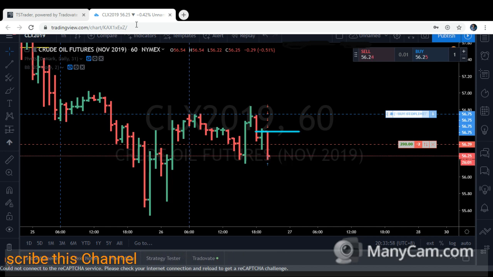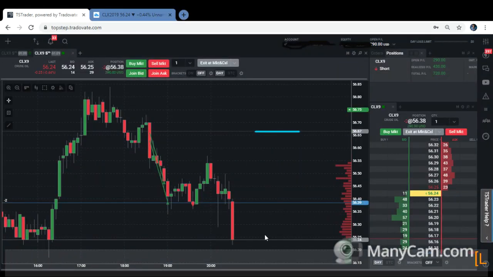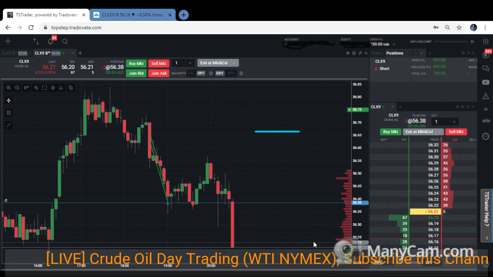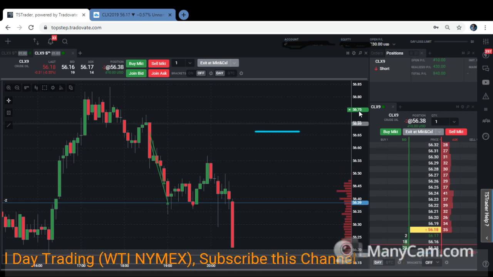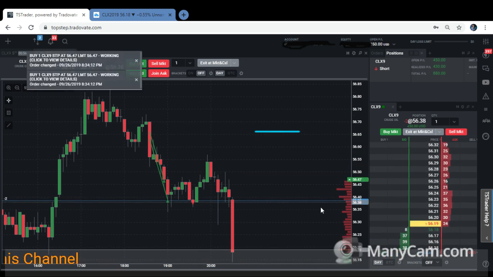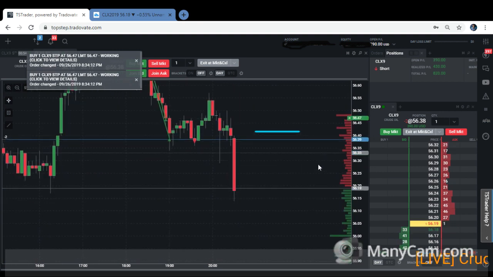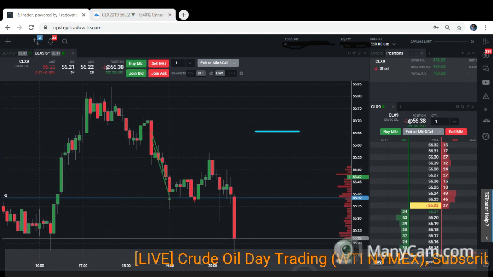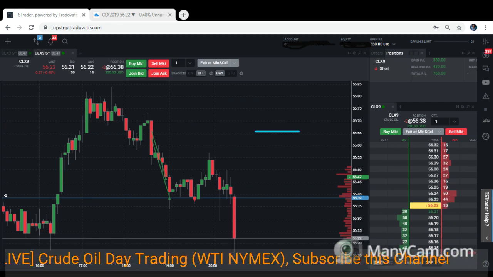Let's go into the smaller time frame so you can see. Okay, that's a good one. It hit TP and went further down, so it was a good profit. I will remove my stop loss down there. Let's wait and see if the price goes further down.